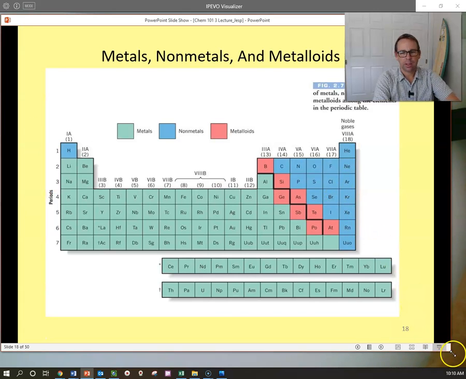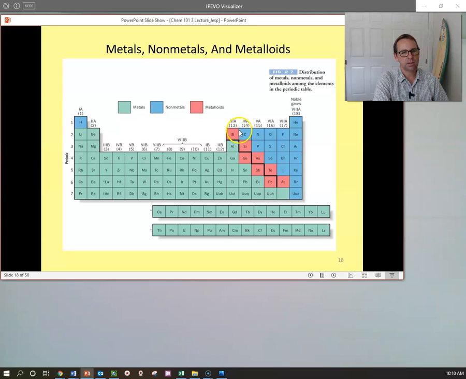Now, this staircase we talked about before. Let's see if you remember. What does that staircase separate? Metals and non-metals. Very good. And the non-metals are here on the right. What's the one exception? Hydrogen. Fabulous. So most of these elements, all of them, most of them are what? Metals or non-metals?